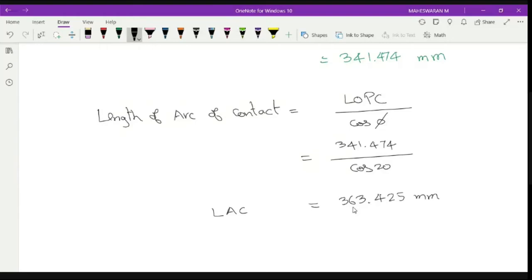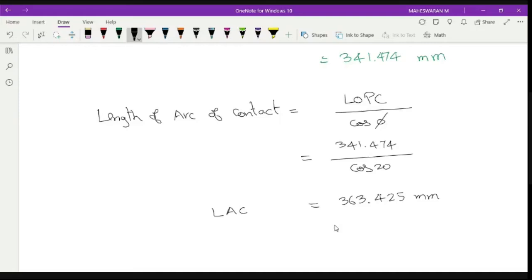So can you guess why the arc is higher when compared to your length? Can you guess it out? Because we are dividing by cos 20, sir. Always cos is maximum 1. Cos or sin, their range is within 1. So if it is 1, it will be equal. If it is some other value, we will get a fraction as a value. So when we divide by a fraction, we will get a higher value.